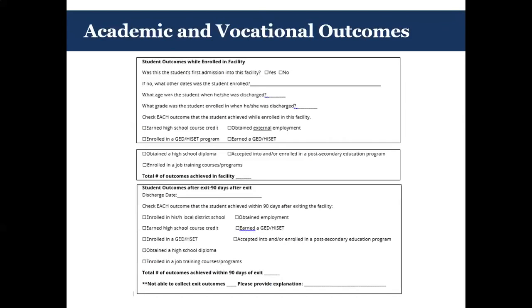All right, moving on to academic and vocational outcomes. Again, we start off with a screenshot of what this looks like on the individual form here. So if you're filling this out as the students are in the program for the different things that they're earning, if they're earning a high school credit, if they earn a GED, if they obtain employment, you would mark that on the form here.